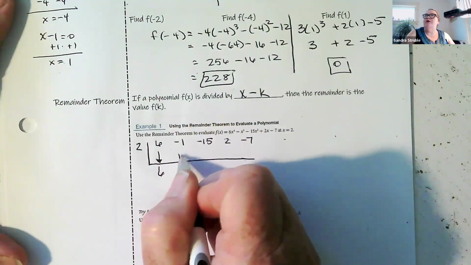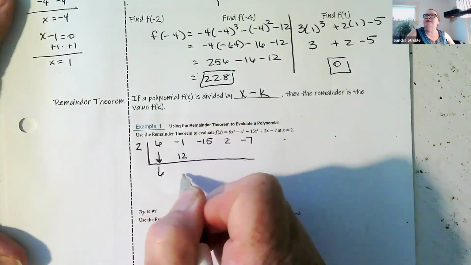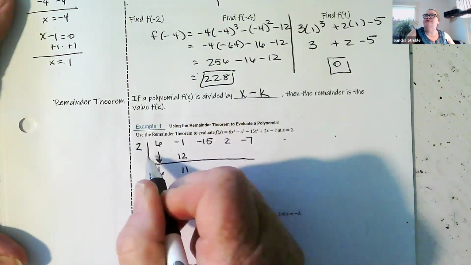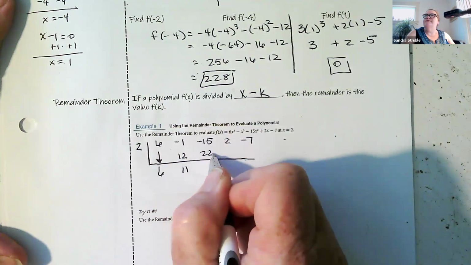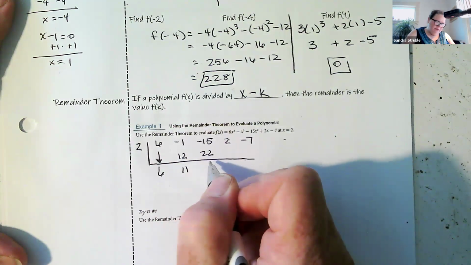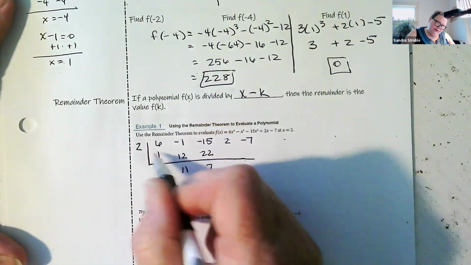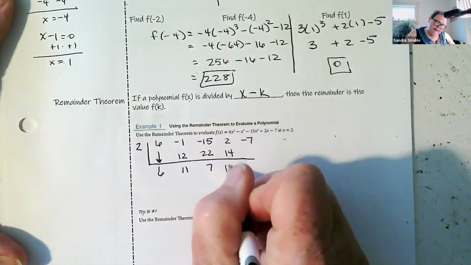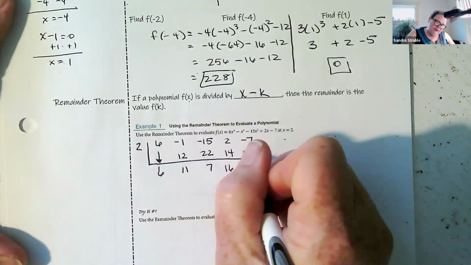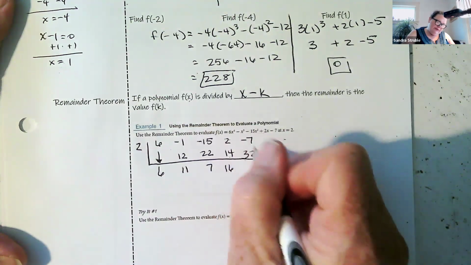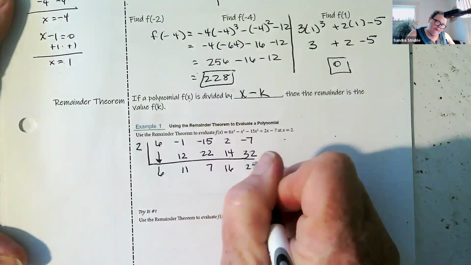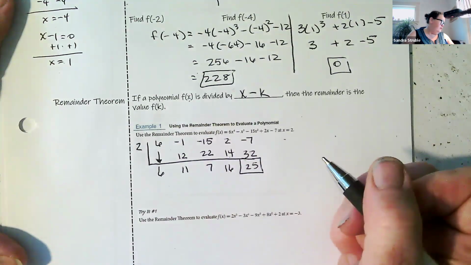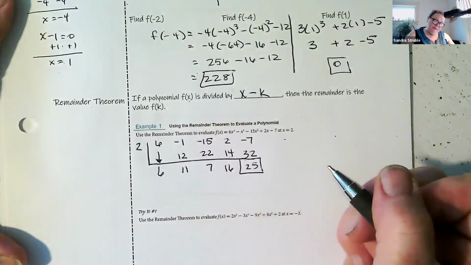2 times 6 is 12. -1 plus 12 is 11. 2 times 11 is 22. -15 plus 22 is 7. 2 times 7 is 14. 14 plus 2 is 16. And then 2 times 16 is 32. And -7 plus 32 is 25. All right, so that is our remainder.